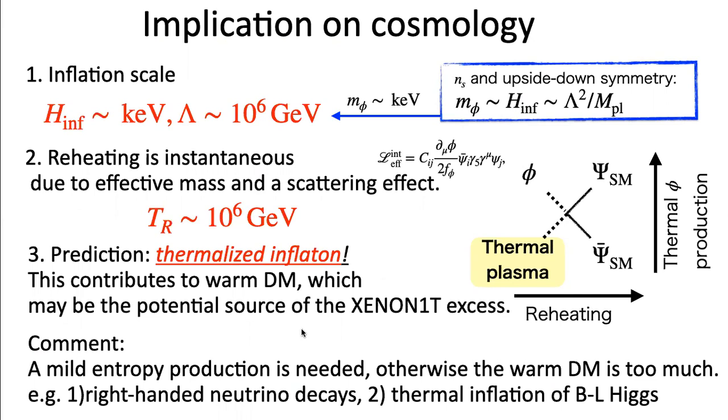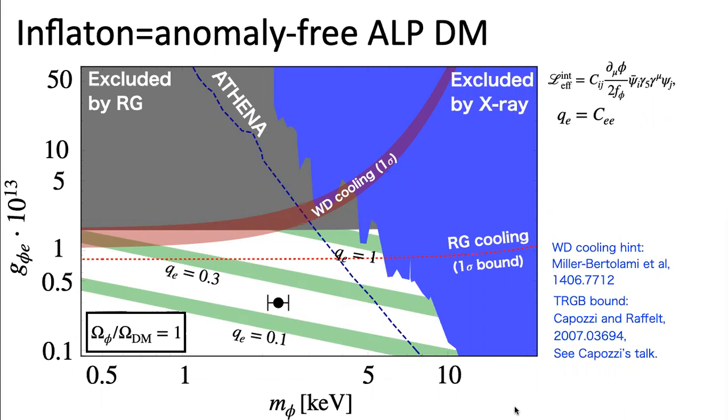I have to emphasize that we need a mild entropy production to dilute the thermalized inflaton. Otherwise, it is too much. To have such entropy dilution, we may consider right-handed neutrino decay at a late epoch or thermal inflation by a B minus L Higgs.